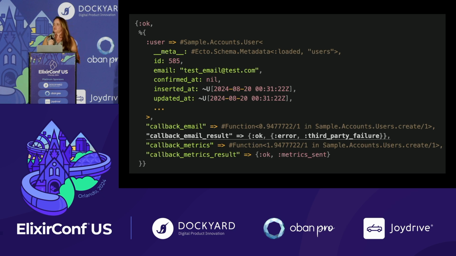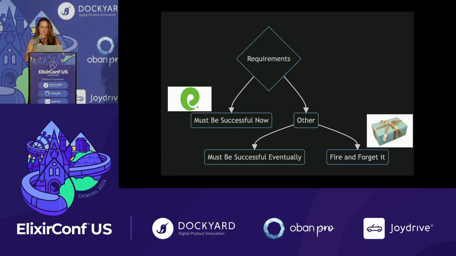And so this doesn't really fit as a great pattern for using a transaction callback, because I've already warned you, we don't want to handle these errors. We want these things to be really stable. So what do we use when that happens? Well, if we think back to our requirements, there are things that have to be successful now, and then we have others. Fire and forget can be those transaction callbacks.